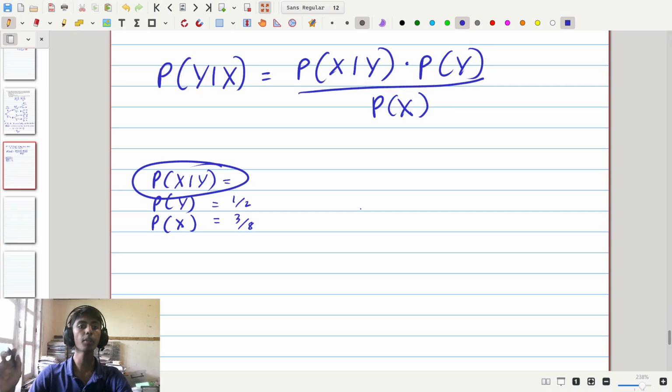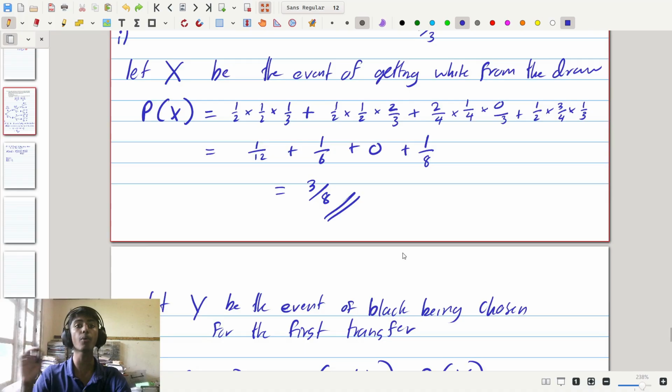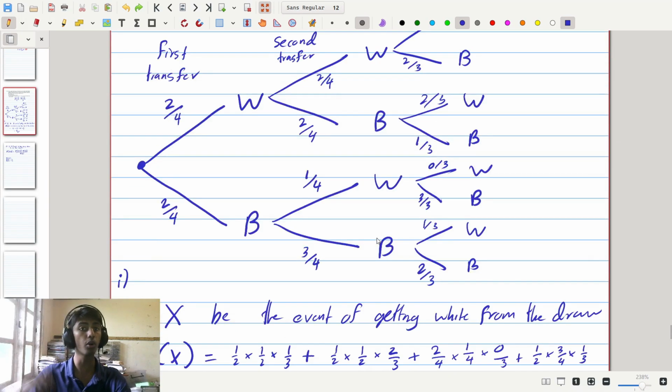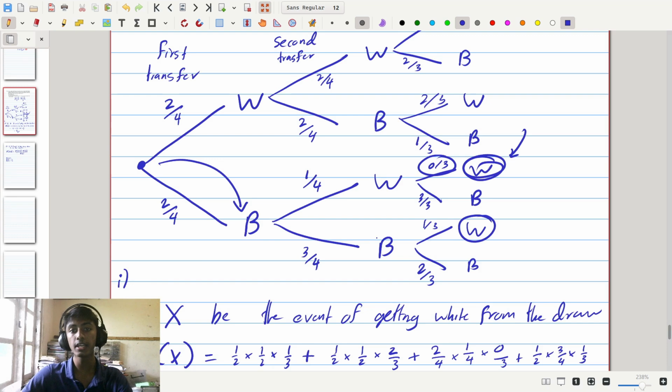Now, for the probability of x given y, if we consider what that means, it means we need to have a white occurring given that we got black as the first ball transferred. So given that we went down this branch, we need to find the probability of us getting white, which is going to be this event and this event's probabilities added together. Now this event's probability right here is 0, since the event of this to this being equal to 0/3 indicates that the overall event from here to here and here to here is also going to be equal to 0.